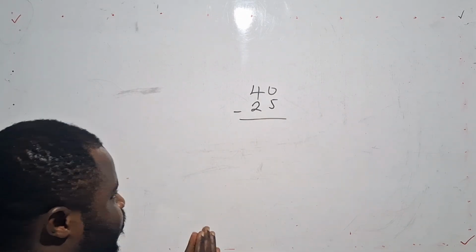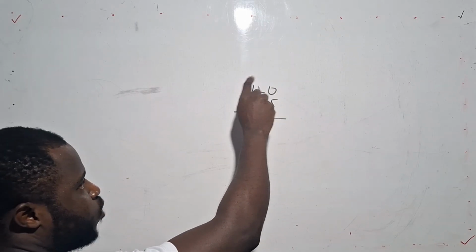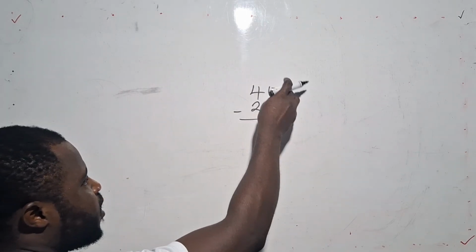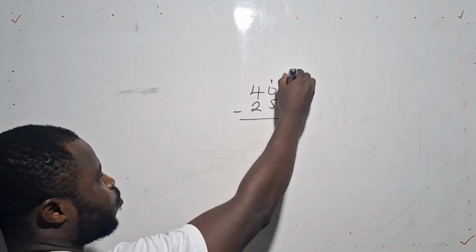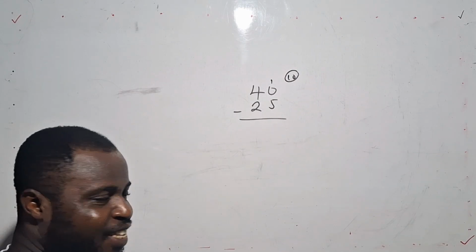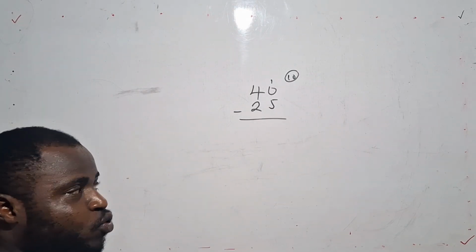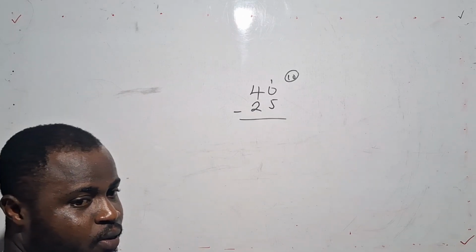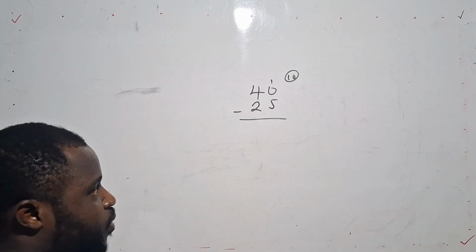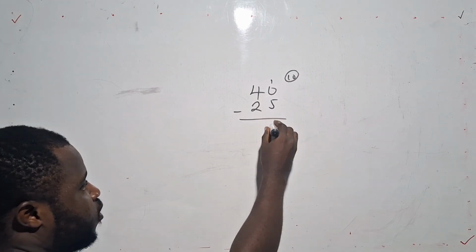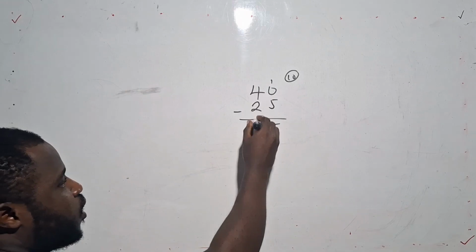In a normal subtraction, I can't subtract 5 from 0 until I borrow. And the one I'm borrowing here, they will say it is 10. Why is it 10? Because the number is in the decimal base. That is why when we borrow, we say it is 10. We have borrowed 10. That is the concept behind that. So 5 from 10 gives me 5. Then here is left with 3. Then you subtract, and you get 1.